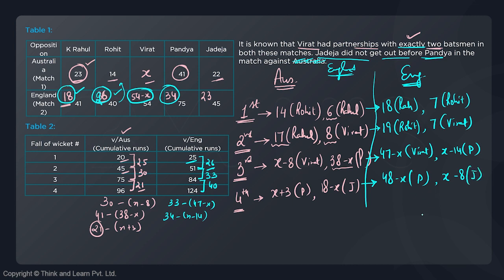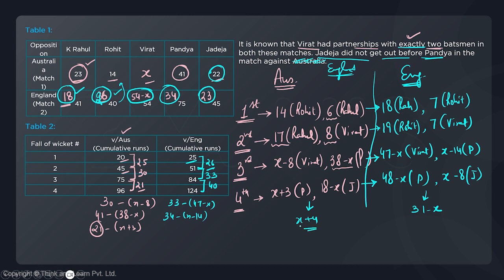So Jadeja is yet to make some runs. How many runs is he yet to make? 23 minus (X minus 8). And 23 minus (X minus 8) is how much? It is equal to 31 minus X. Similarly here, what are the runs made by Jadeja later on? 22 minus (18 minus X). And 22 minus (18 minus X) is equal to X plus 4.